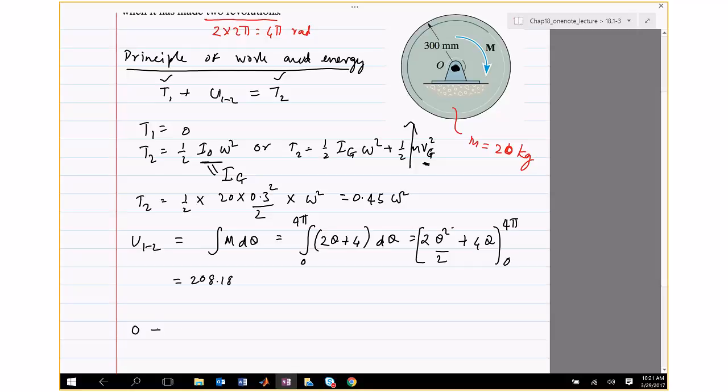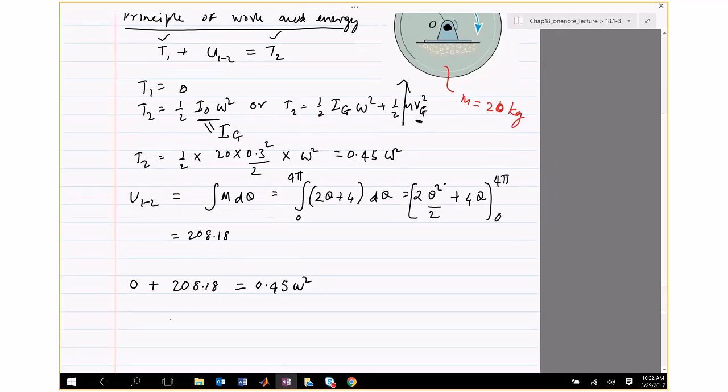And so it's just a matter of putting things in that expression. 0 for T1, 208.18 for U12, T2 is 0.45 omega square. And solving for omega gives me 21.5 radians per second.